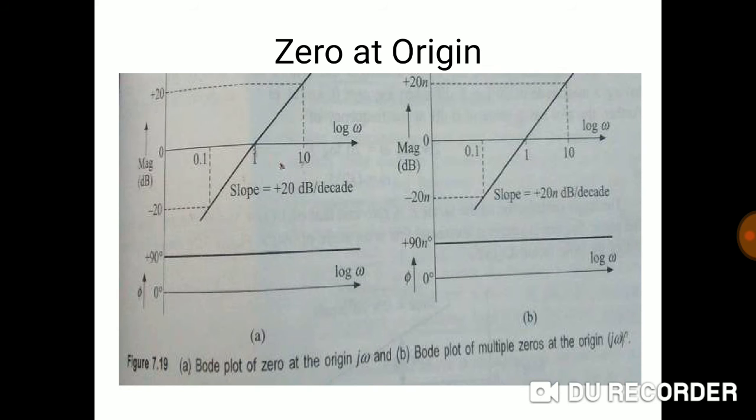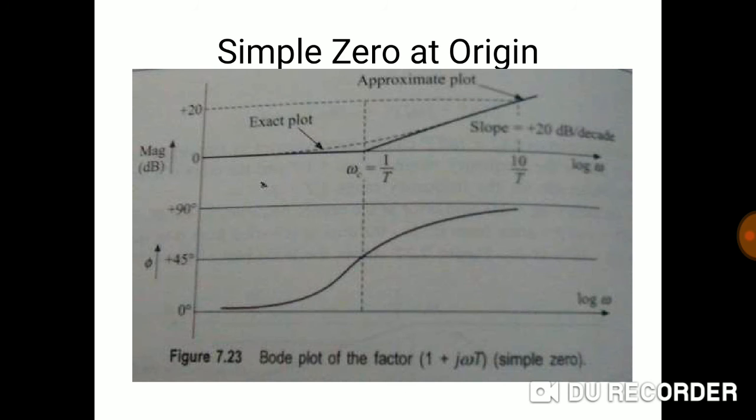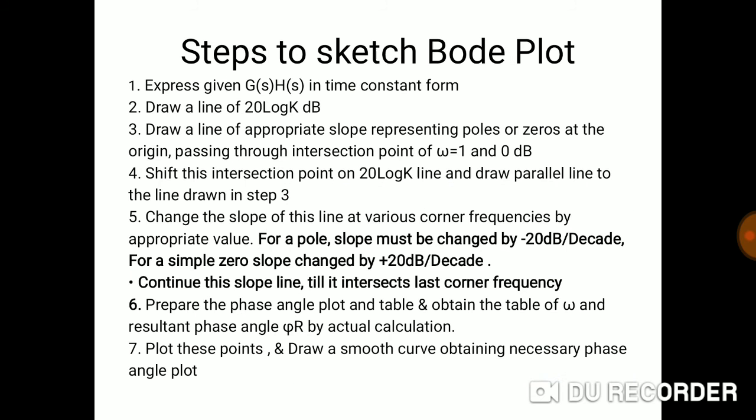The same is applicable for the zero at the origin. Here it is plus 20 at 10, 0 at 1, minus 20 at 0.1, so this is the slope of plus 20 dB. Next, for a simple pole at the origin, the same is applicable, with a slope of minus 20 dB per decade. For a simple zero at the origin, it is plus 20 dB per decade.